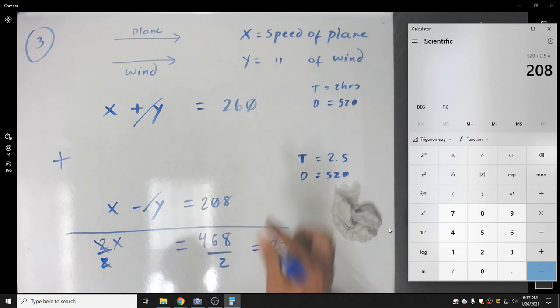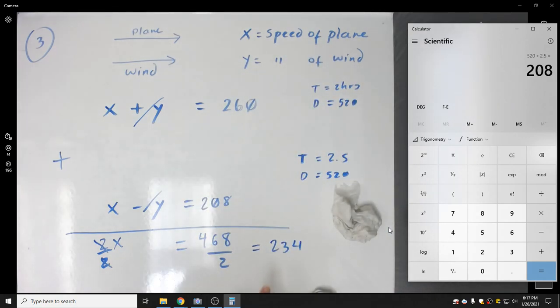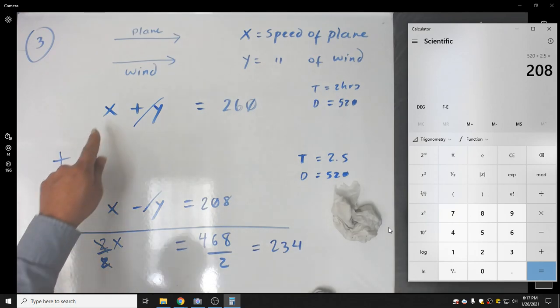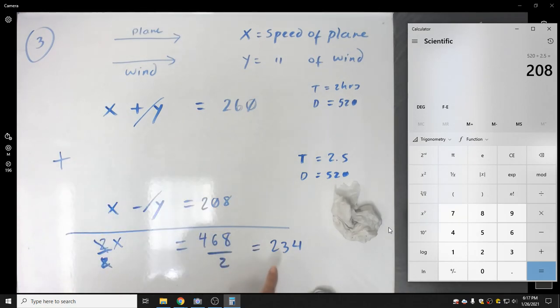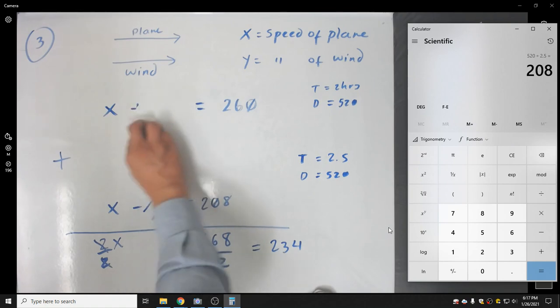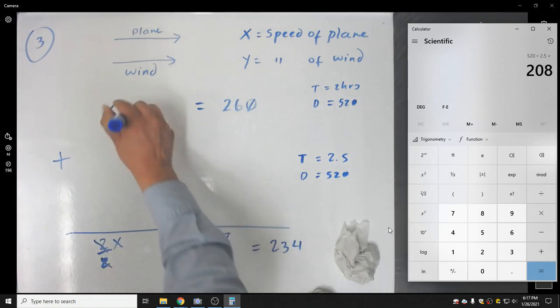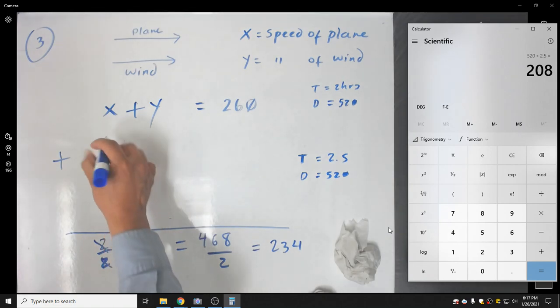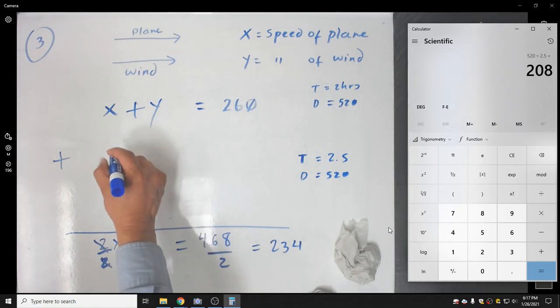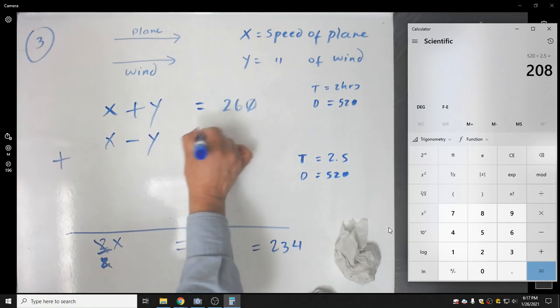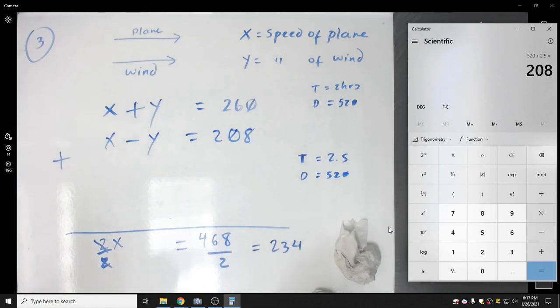So what is x? Remember that x was the speed of the plane. So in this case, 234 miles per hour. Now, what is the speed of the wind? I can go back to either equation, solve for y, and plug in the value of x, but let me try something quicker. We already have these two equations: x plus y equals 260, and x minus y equals 208.